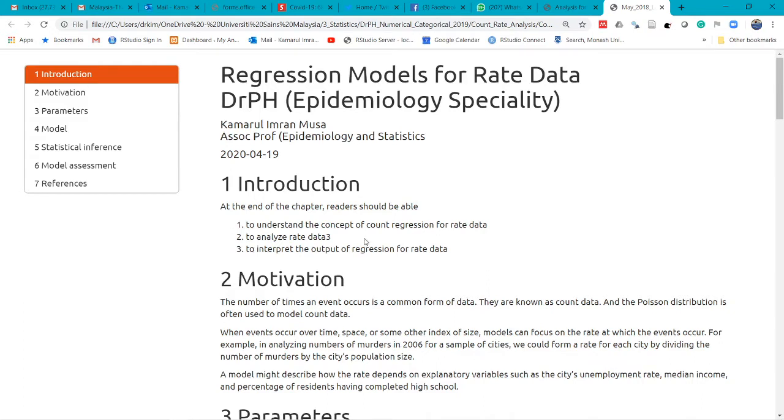In the previous video we talked about regression models for count data. This one is for rate data. Not much different, except that this is a count over a specific period of time or some form of denominator. So it becomes a rate, so the outcome becomes a rate.